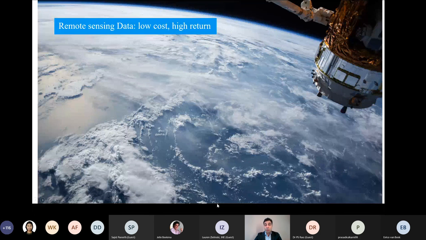So when we know what kind of input we need to calculate water productivity, the big missing part is how do we calculate those? Traditionally, people did it at a smaller scale using field data, but that cannot be replicated. It'll be costly, and that's why more people are turning towards remote sensing data, because it's low cost and you get high return.